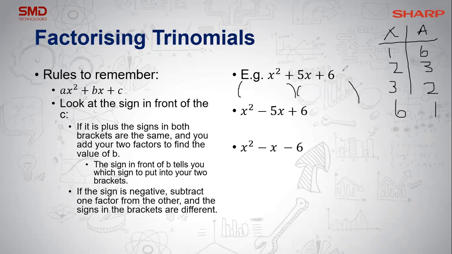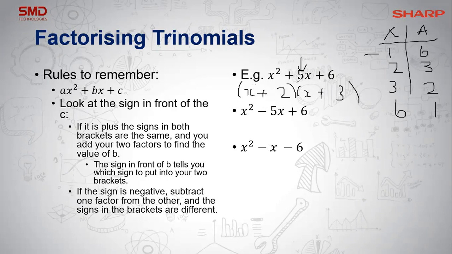Okay, so when the sign at the back is a plus, it means my signs in the brackets are exactly the same. And I take my sign from in front of my B, so it's a plus here and a plus here. And then I add my two columns together to find my little term. So 1 plus 6 is 7. Well, what will it be for? 2 plus 3 is 5. Yes, it is. So I can just fill it in here.